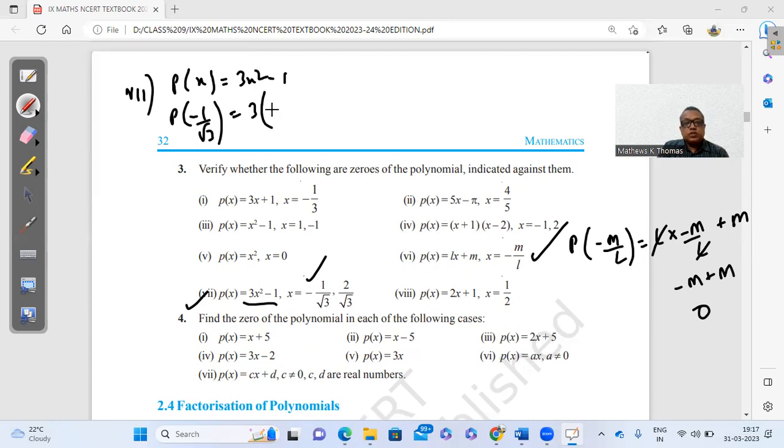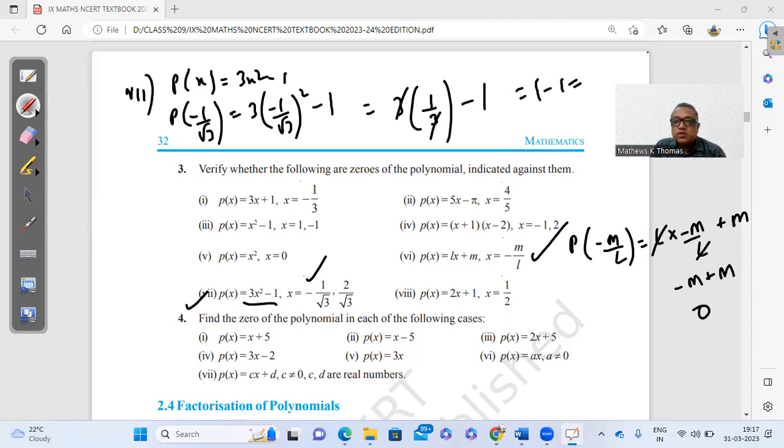So I'm going to put this minus 1 by root 3 in this value of x, minus 1 by root 3 whole square. Now, when I square minus 1, I'm going to get positive 1. And when I multiply root 3 into root 3, I'm going to get 3. Right? Root 3 into root 3 is 3. So I'm writing here 3. 3 and 3 get cancelled. We get 1 minus 1, that is 0. So the first one, x is minus 1 by root 3, is a 0 of the polynomial.